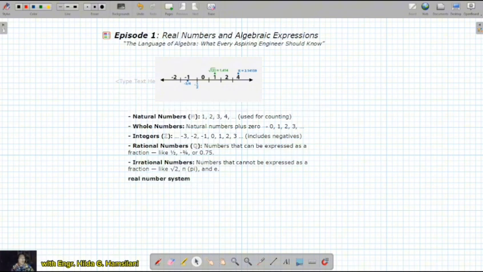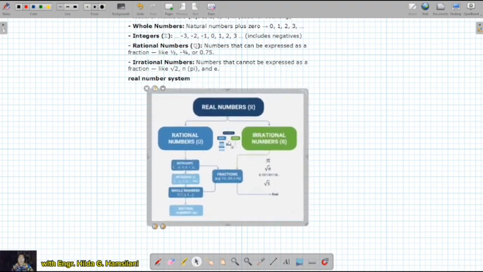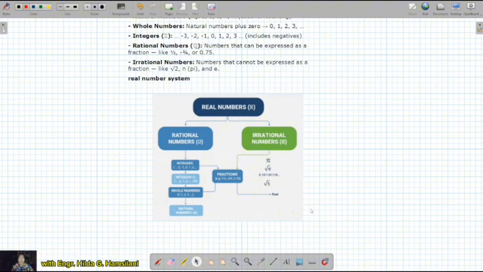Now that we have looked back on the real numbers, let me show you the hierarchy of real numbers. So we have here the rational numbers and the irrational numbers. The rational numbers include the natural numbers, the integers, the whole numbers, and the fractions. And the irrational numbers include any number that cannot be expressed as a fraction, so they are called the irrational numbers.